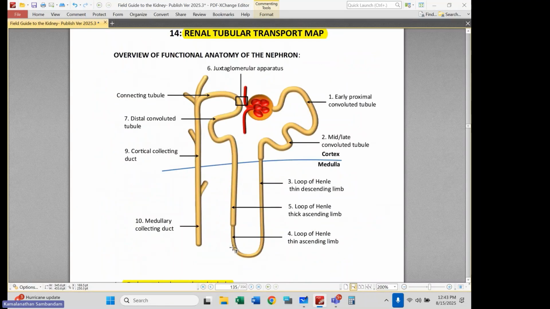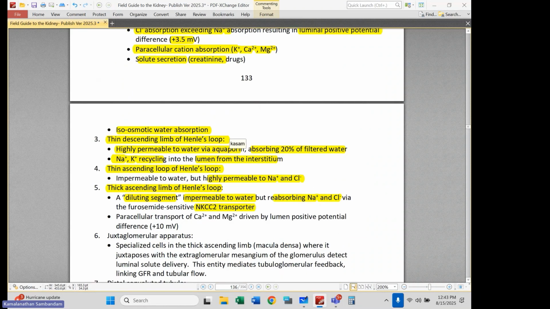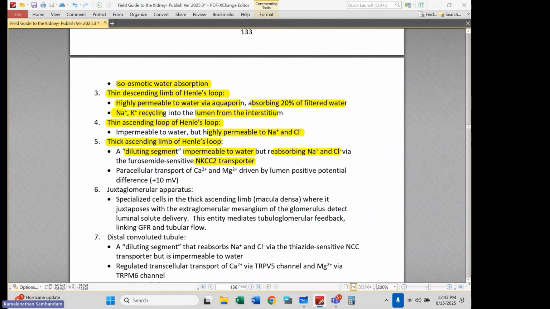If, as you go up the ascending limb of the loop of Henle, you're reabsorbing salt, but you're not reabsorbing water, it stands to reason that the concentration of solute as you go up the ascending limb becomes less concentrated, right? I'm reabsorbing salt without water, so then I become less concentrated. That is why it's considered a diluting segment.